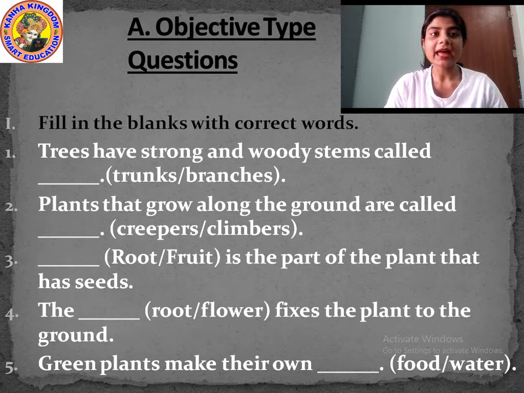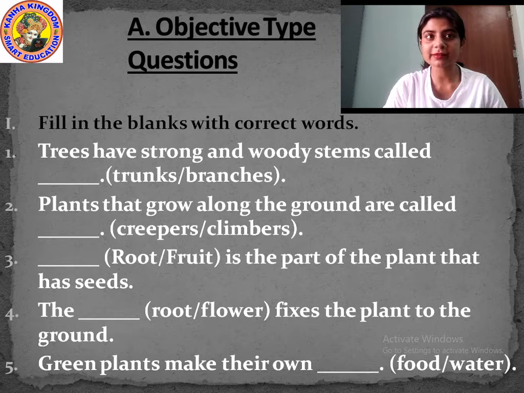Okay. Then green plants make their own. The options are food or water. What does green plants make? Green plants make their own food. F-O-O-D. Food. Okay. So these are the answers. I will repeat again. Trees have strong and woody stems called trunks. T-R-U-N-K-S. Trunks. Then plants that grow along the ground are called creepers.